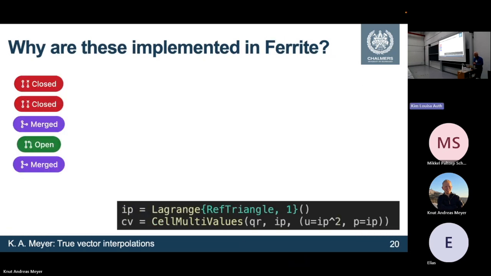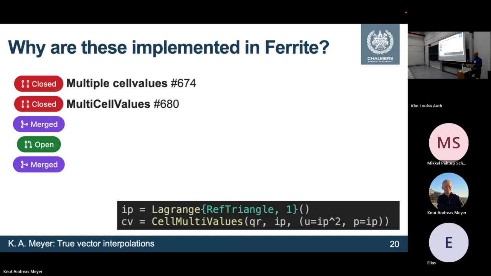Okay, now I have some PRs here. So why does this happen? Well, I wanted to do multiple cell values because I thought it was kind of cool that if you have a multiphysics problem, you don't have to specify the same quadrature rule for every problem. It should only be one, and there's only one geometrical interpolation. But that means I want to reuse my geometric interpolation so that I could generalize the cell values to work with that by splitting up.